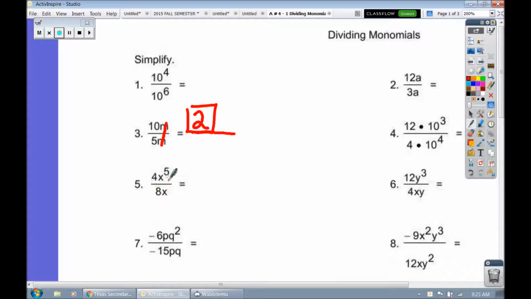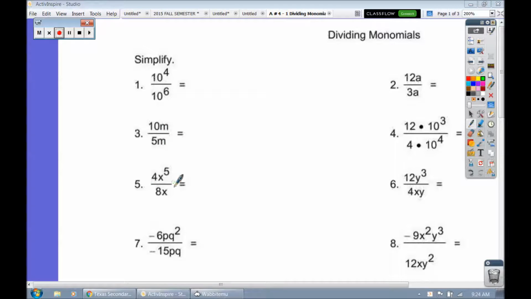Jump down to number 5. Draw your fraction bar. So after you draw your fraction bar, start with your numbers. 4 over 8. 4 over 8 is 1/2. Now, you can use your rule here, x to the 5th over x to the 1st. When you're dividing, you're just subtracting the exponents. And so whatever answer I get here, that's going to go on the top part of the fraction bar. 5 minus 1, that would give me x to the 4th. So that's going to go on the top part.